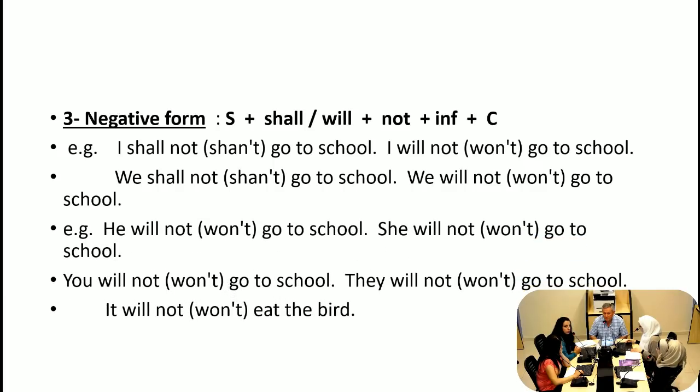Next, Miss Ola, please continue. With the negative form, we start with the subject. After that, we use shan't or won't, and the infinitive form with the complement of the sentence. For example, I shan't go to school. I won't go to school, or I will not, but we prefer to have it like this. We shan't go to school. We won't go to school. He won't go to school, etc.